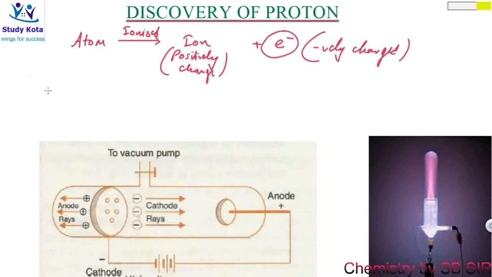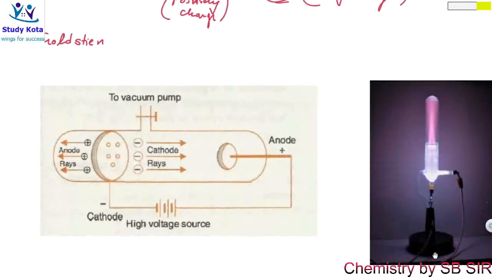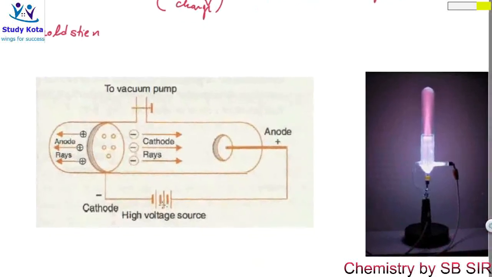So Goldstein thought that if a neutral atom has an electron, a negative charge, then it will have a positive charge. So he took a perforated cathode. In the same experiment of cathode ray as done by J. J. Thomson, he took the same gas discharge tube. He applied high voltage, which is similar to Thomson. He used a vacuum pump to decrease the pressure of the gases.